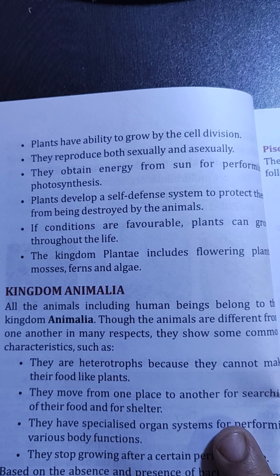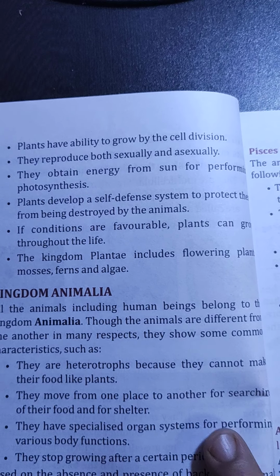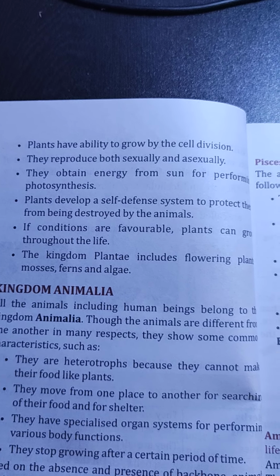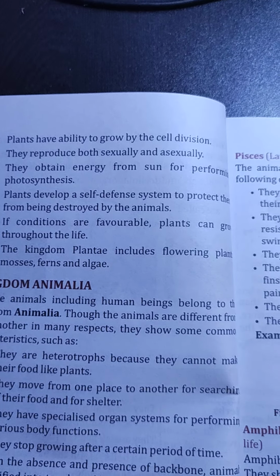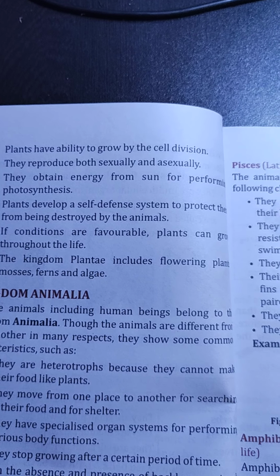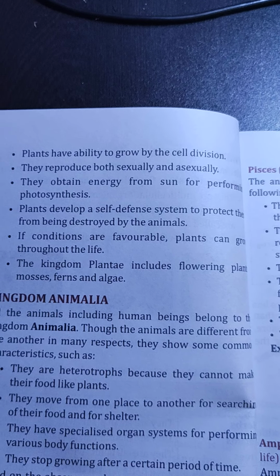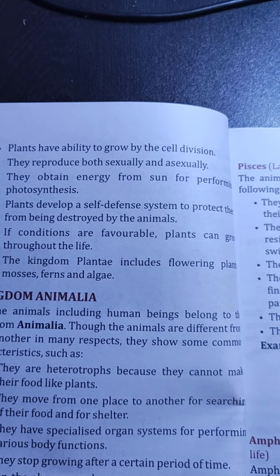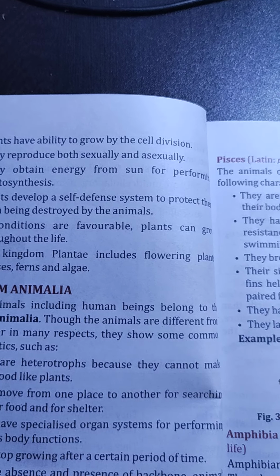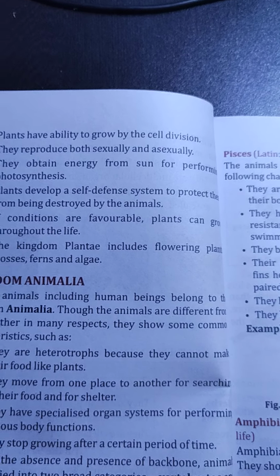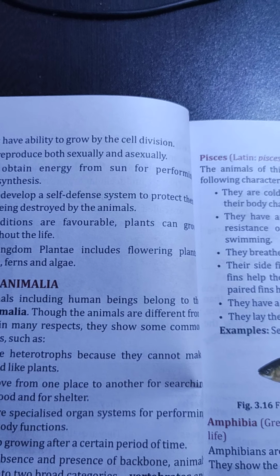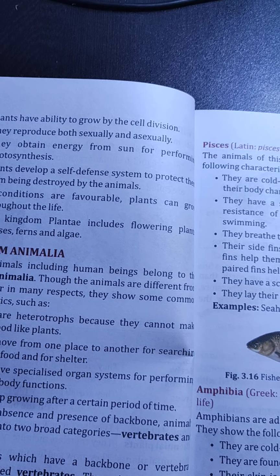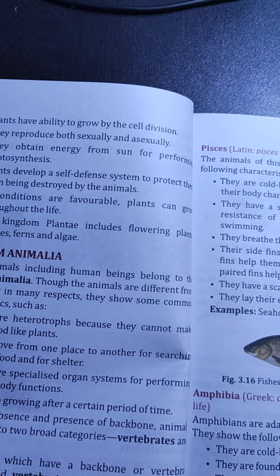And the kingdom Plantae includes flowering plants, mosses, ferns, and algae. Some plants such as mosses have a very simple structure with a stem and leaves but no true roots, while others are highly developed and complex. Some plants produce flowers whereas some others do not. Conifers found in hilly regions do not bear flowers. Instead they bear cones, which act as reproductive structures.